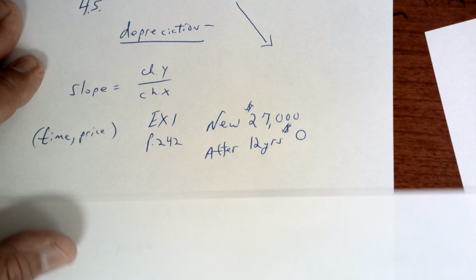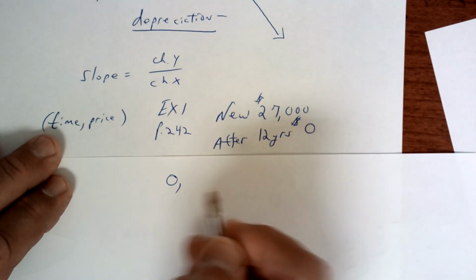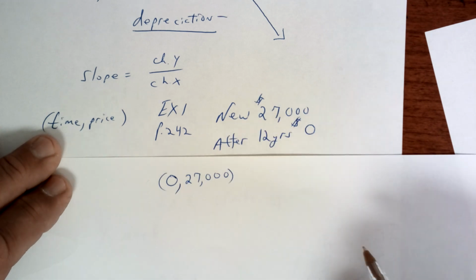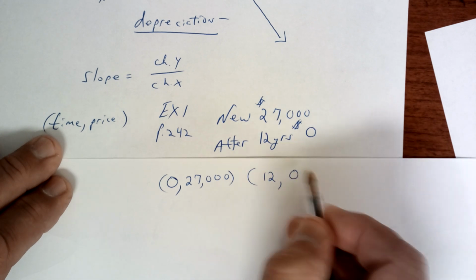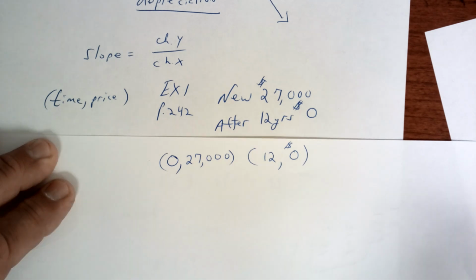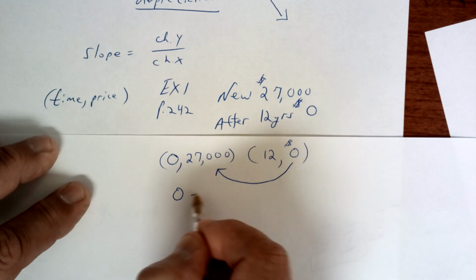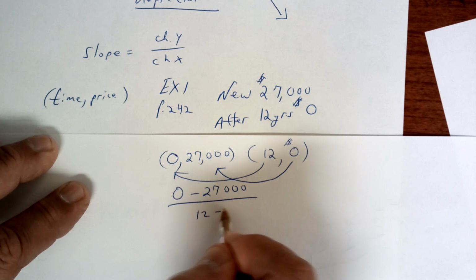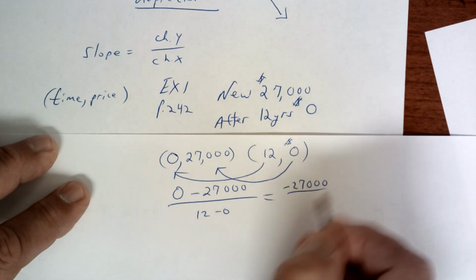Now look here. If you buy a new car, brand new, it's 0 time, $27,000. After 12 years, the time is 12 years, it's worth $0. So you got to figure out your slope. So you're going to do y minus your y. So 0 minus 27,000 over 12 minus 0. So your slope is negative 27,000 divided by 12.